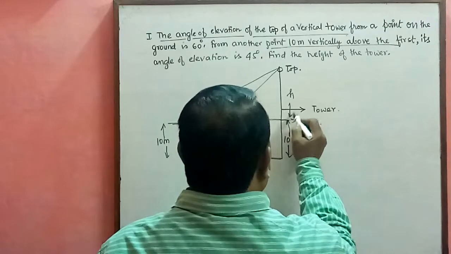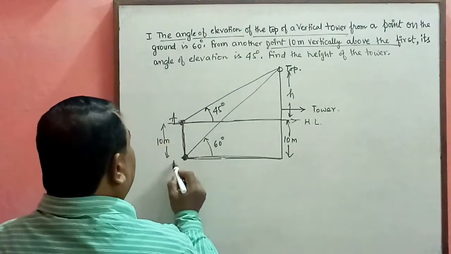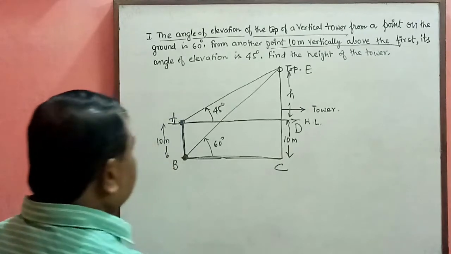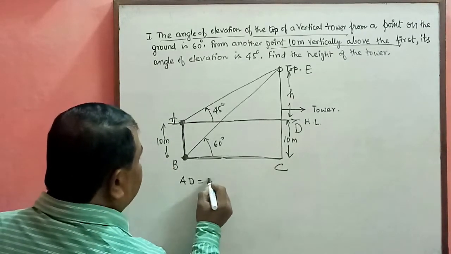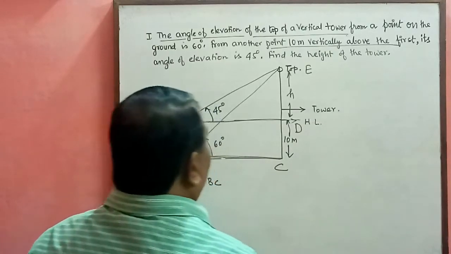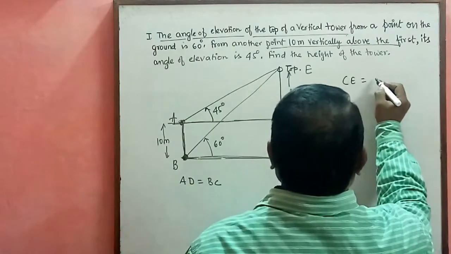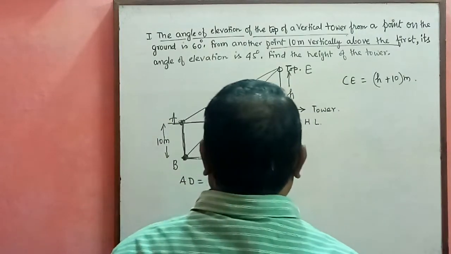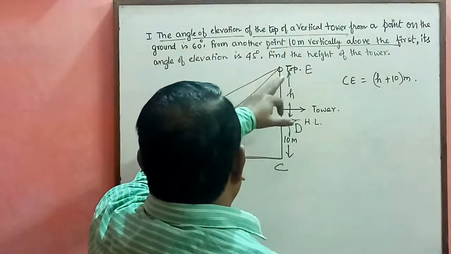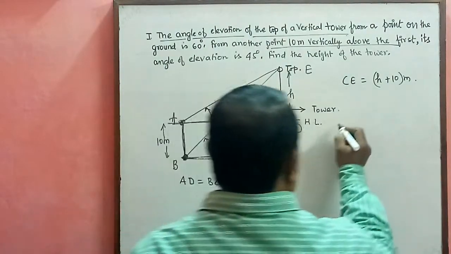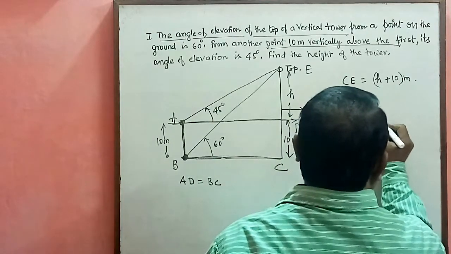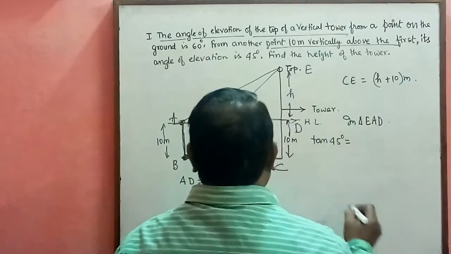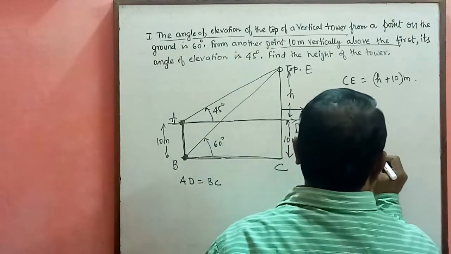Let's say this is H. Let's name the points A, B, C, D, E. Here AD is equal to BC. CE is equal to H plus 10 meter. I will consider the first triangle EAD. In triangle EAD, using trigonometry, we have tan 45 degree is equal to H upon AD.